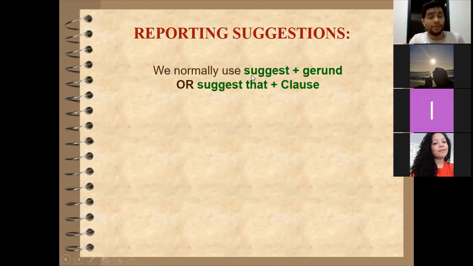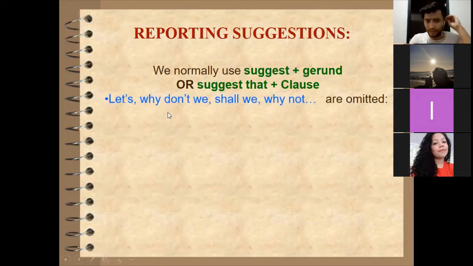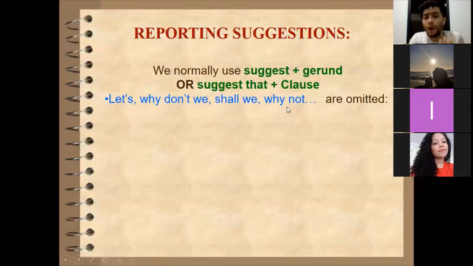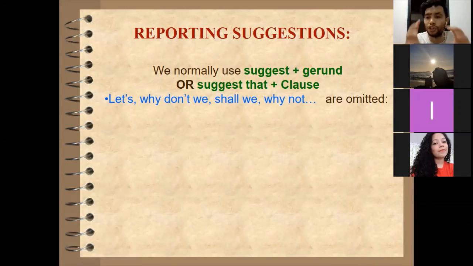Now, with the verb suggest, we have two versions. We can use suggest plus gerund, or suggest plus that, like we normally did before. Let me give you the examples. These are like the different ways of suggesting something. Let's, why don't we, shall we, or why not, or we should, right? We can say all of these versions, but we are not going to use should here because should is used differently. But this, we can use it right here, right?